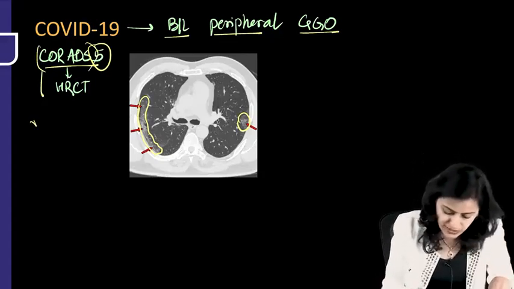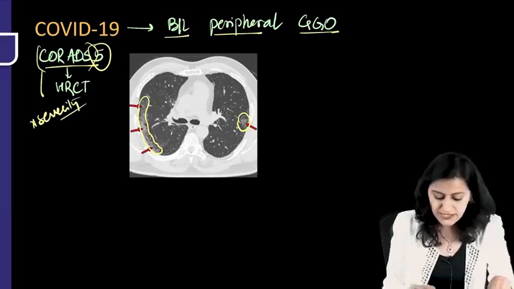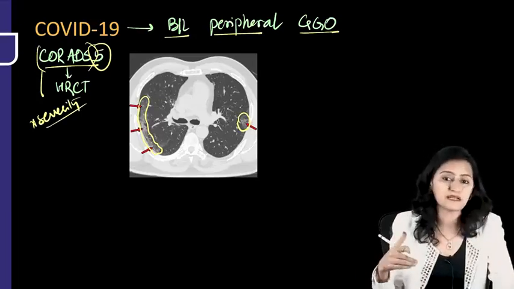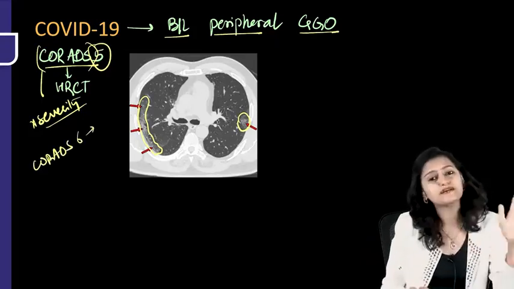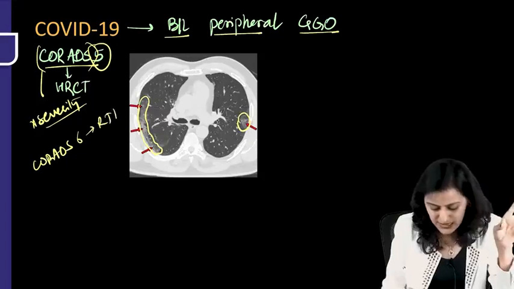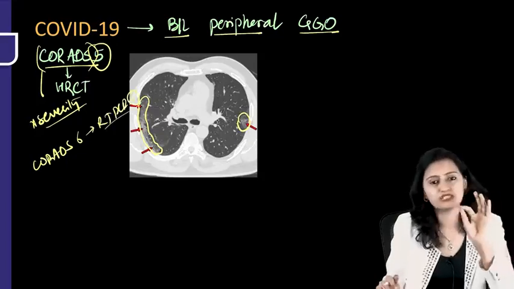Remember, the CORADS score is not for severity. It is for the probability whether COVID is present or not present. And what was CORADS 6? 6 means it's already a proven case. So this is a case which is RT-PCR positive.